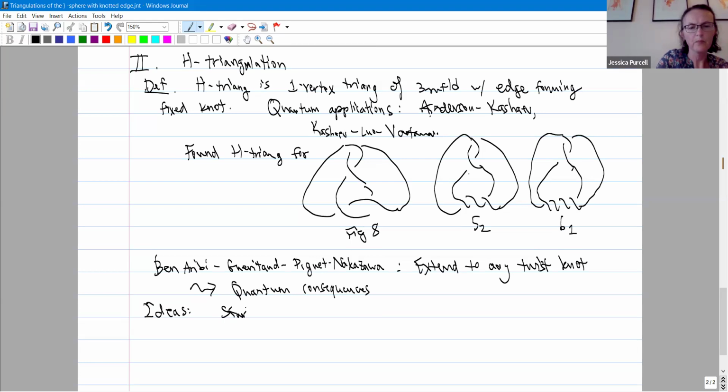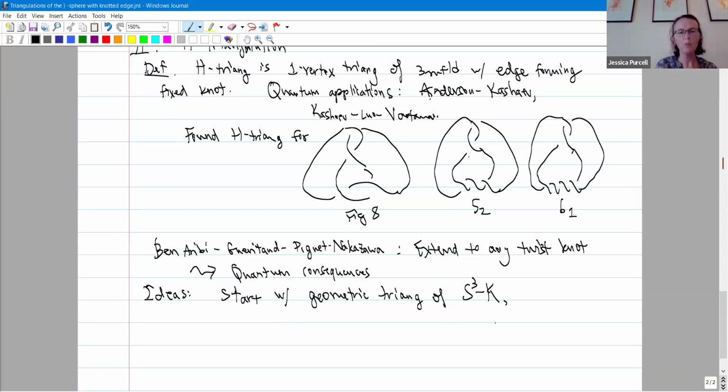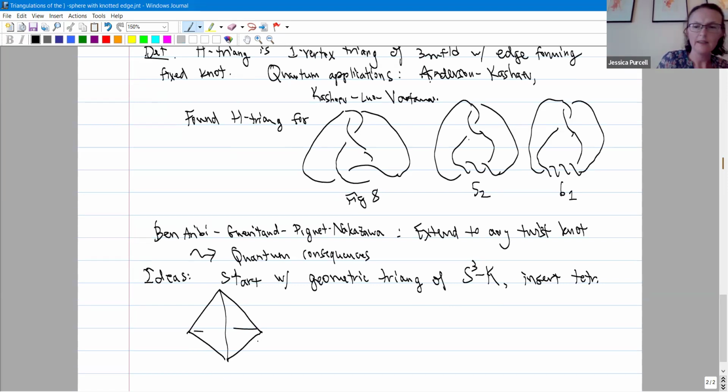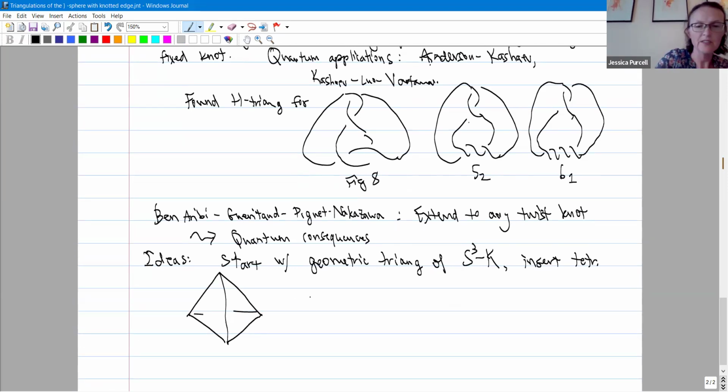So start with a geometric triangulation of the twist knot complement. And they then took this complement and they inserted one tetrahedron carefully with a distinguished edge. So insert a tetrahedron. And the way that the inserted tetrahedron is, well, maybe let me just say a little bit more.